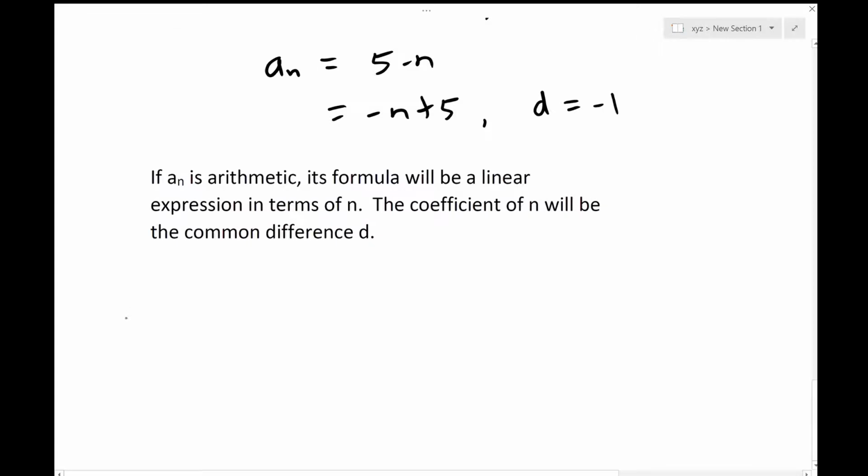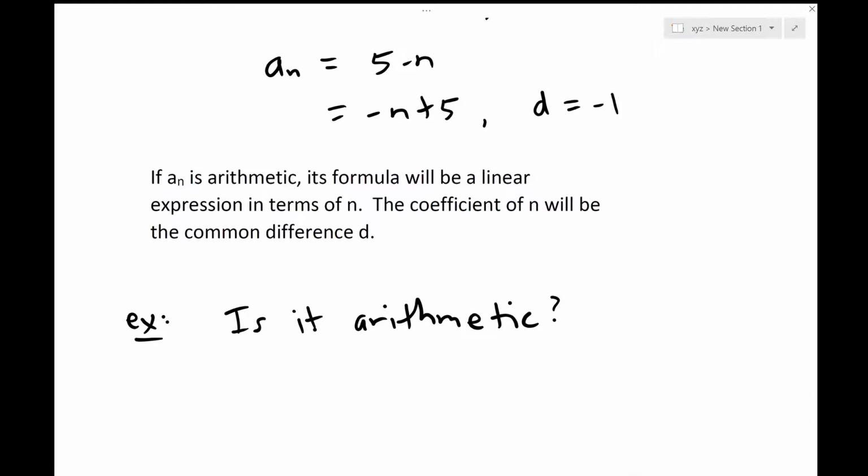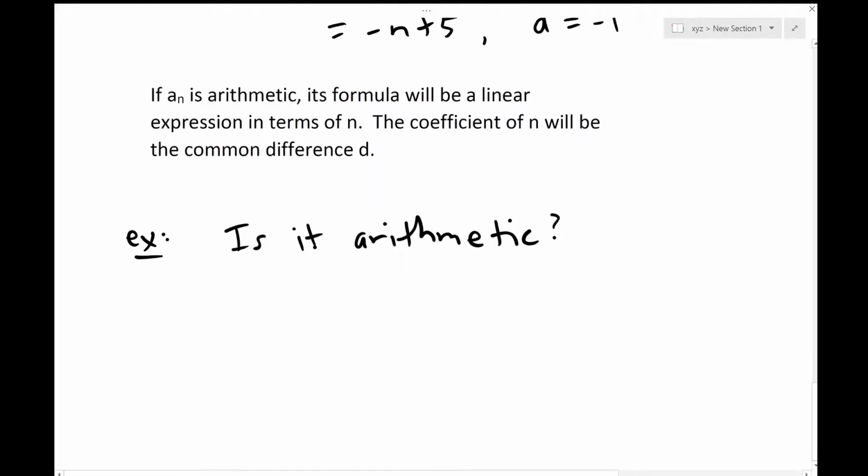So if we look at some examples here, let's try to answer, is it arithmetic or not? It's important to realize here that not all sequences are arithmetic. This is just a special type of sequence that has this property of adding the same number every time, but there are certainly plenty of sequences out there that are not arithmetic. At any rate, suppose we had the sequence, let's say a sub n is equal to, how about 2n minus 10?